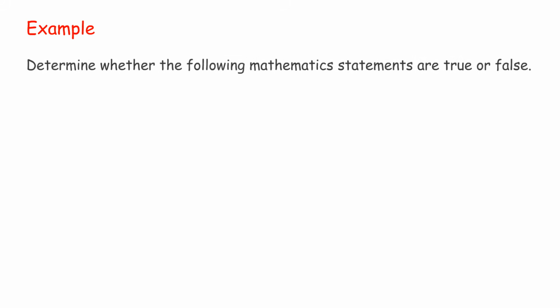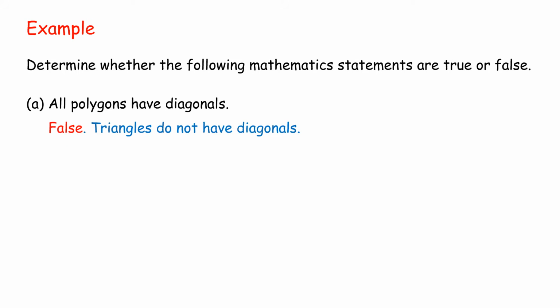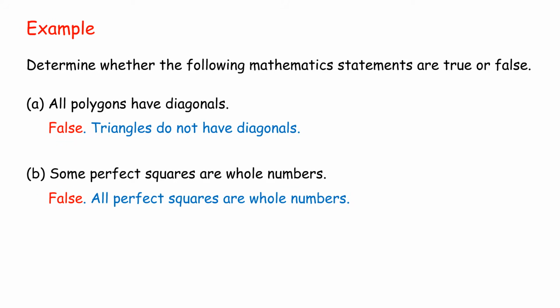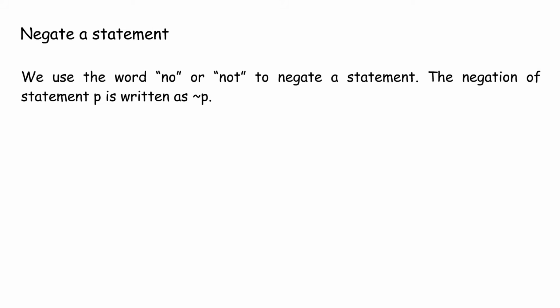Example: determine whether the following mathematics statements are true or false. A. All polygons have diagonals. False. Triangles do not have diagonals. B. Some perfect squares are whole numbers. False. All perfect squares are whole numbers. C. All even numbers have prime factors. True.